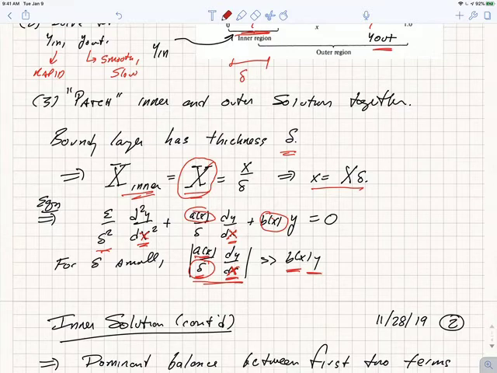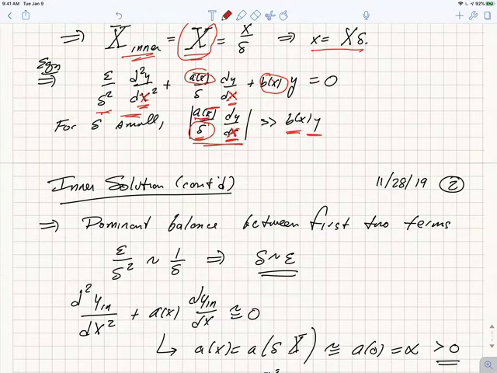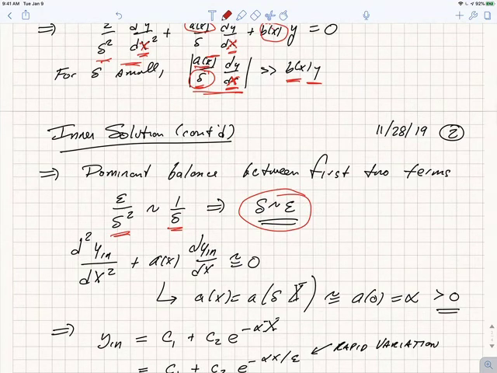In this inner region, we're going to expect that the first term and the second term dominate over those two. If that's true, then the coefficient epsilon over delta squared of the first term has to equal the coefficient 1 over delta in the second term. So we find that the boundary layer thickness delta is of order epsilon formally. And the equation for the inner solution, where the solution is varying rapidly, is the second order equation, d squared y inner dX squared plus a of x dy inner dX equals 0.